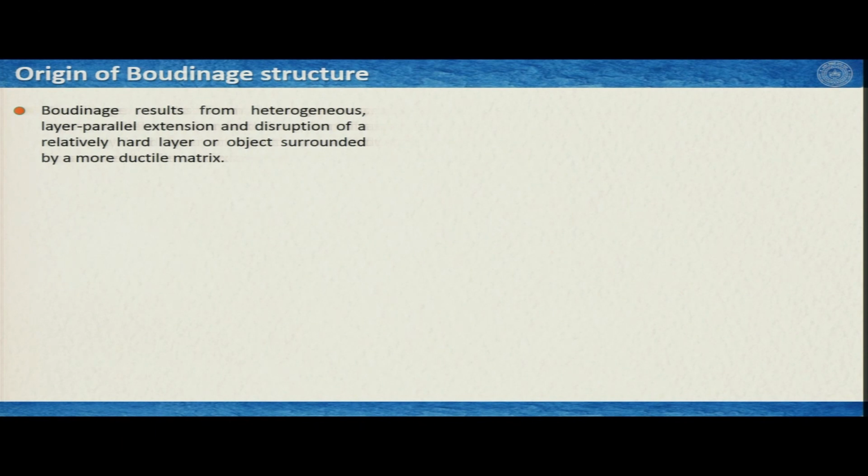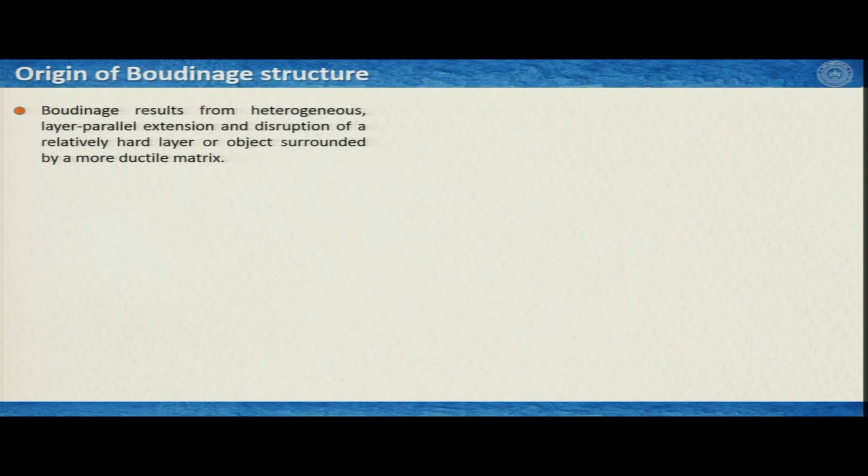Now, how do they form? What is the origin of this Boudinage structure? People mostly figure out the Boudinage structure or most of the structures that we see in nature by experiments. That also happened with the Boudinage. So, Boudinage mostly results from heterogeneous layer-parallel extension and disruption of a relatively hard layer or object surrounded by a more ductile matrix. We have been talking about this several times, but this is how the Boudinages form.